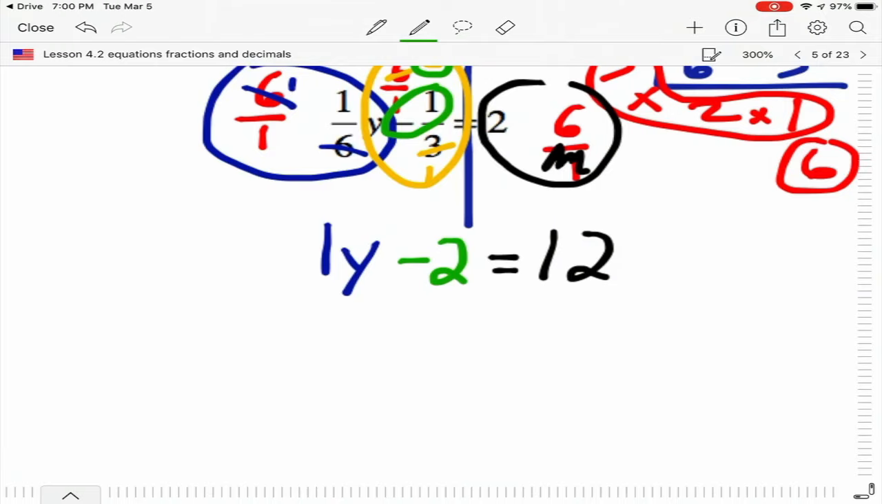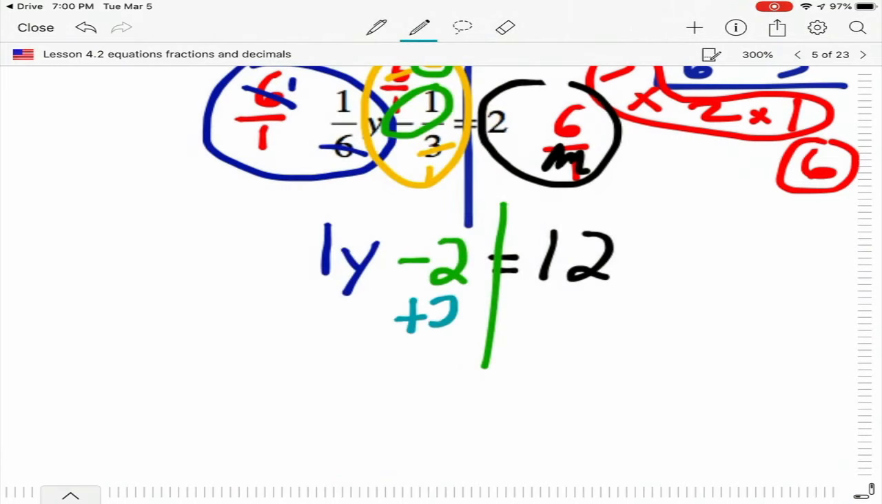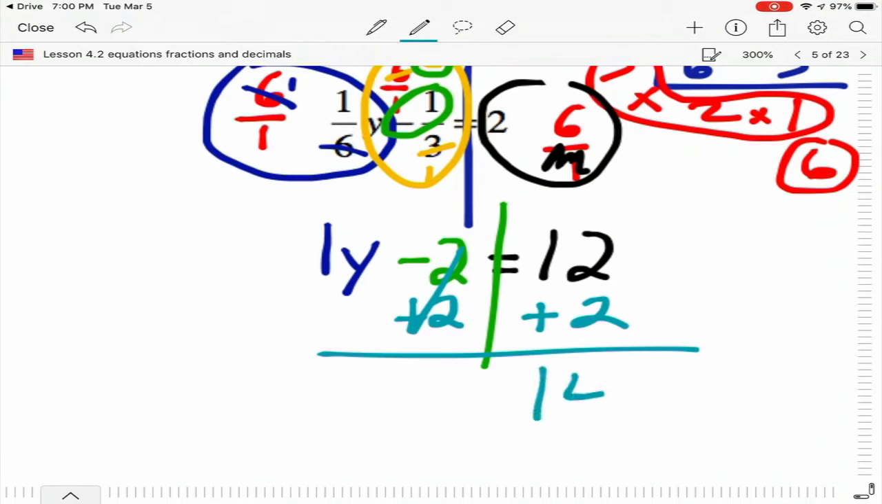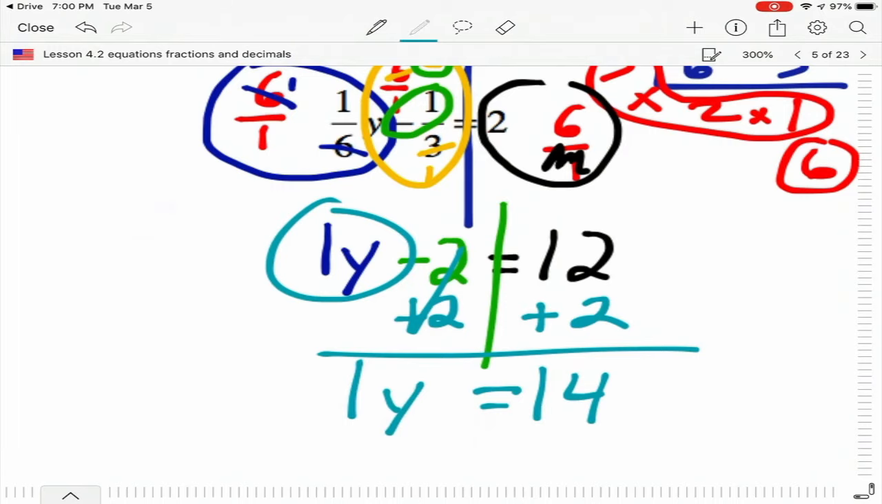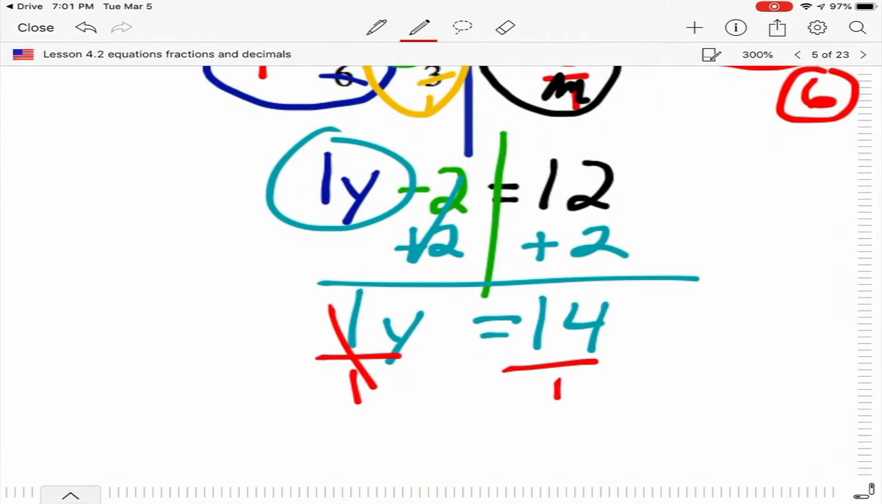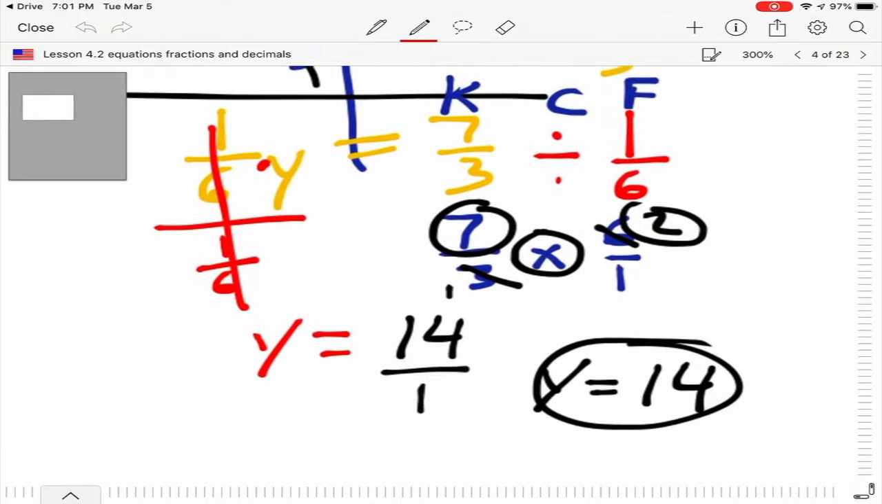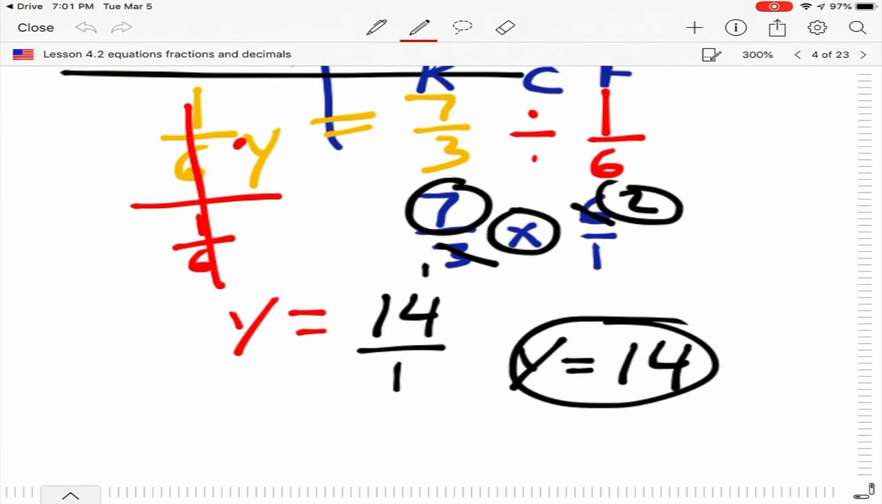Now I can solve this like a basic two-step equation. Line through the equal sign. First thing is I get rid of that minus 2 by adding 2. 12 plus 2 is 14 equals, bring down that 1y. The operation between the 1 and the y is multiplication, so I divide. And y equals 14. Same exact answer as the previous problem.